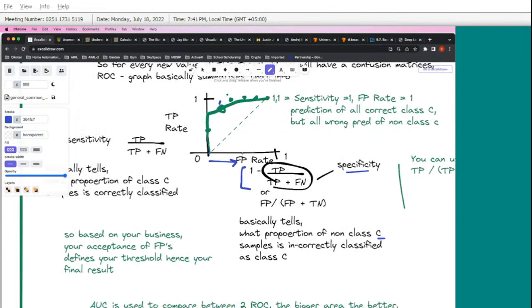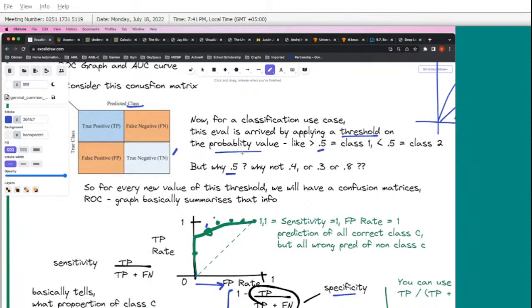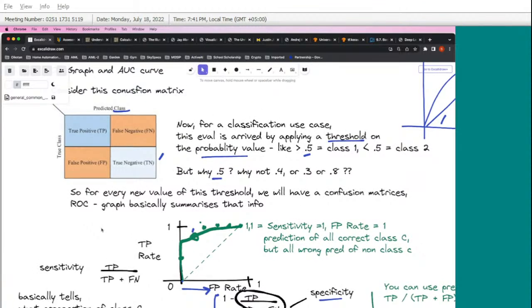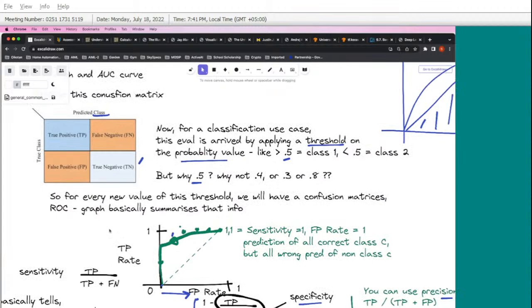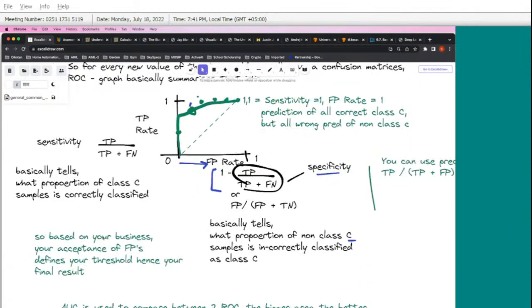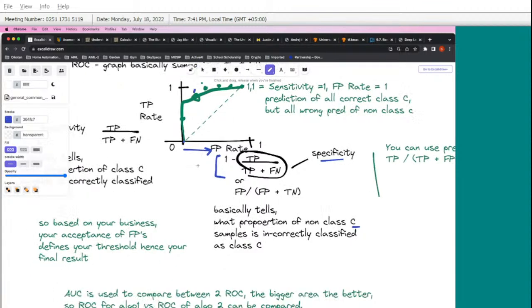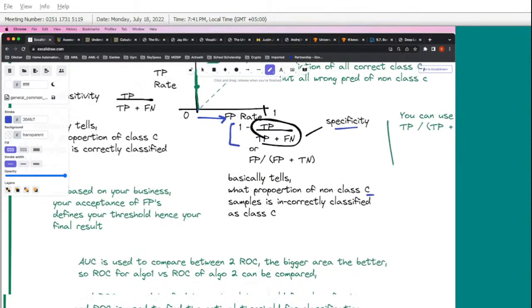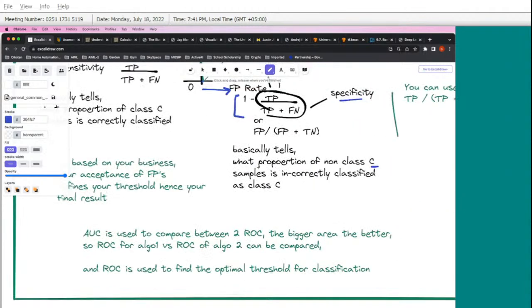What is AUC? What was the full form of ROC? Do you remember? Receiver operating curve. That's correct. And AUC intuitively signifies which ROC is better, if you have multiple ROC curves. It's possible that you will have multiple ROC curves, right?